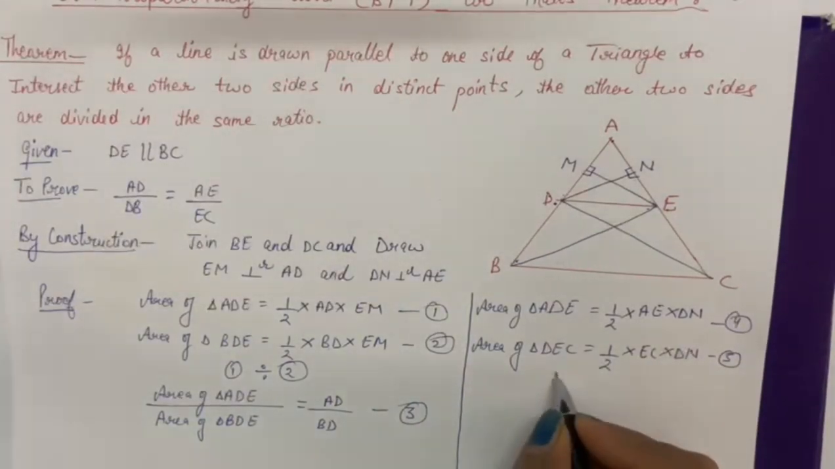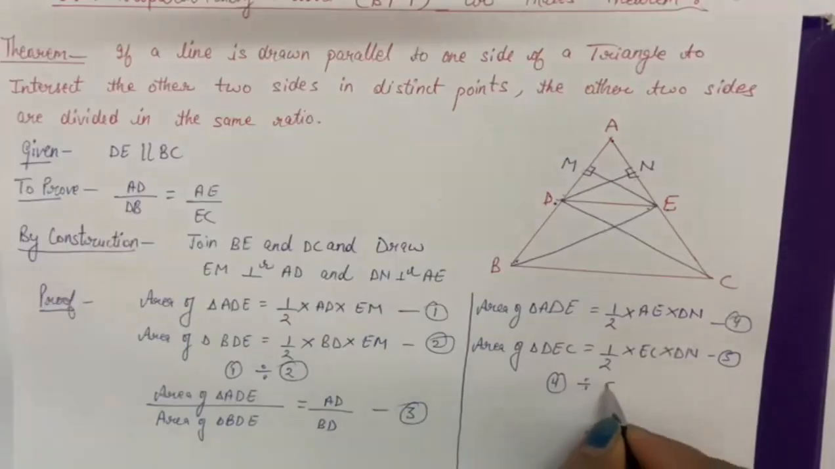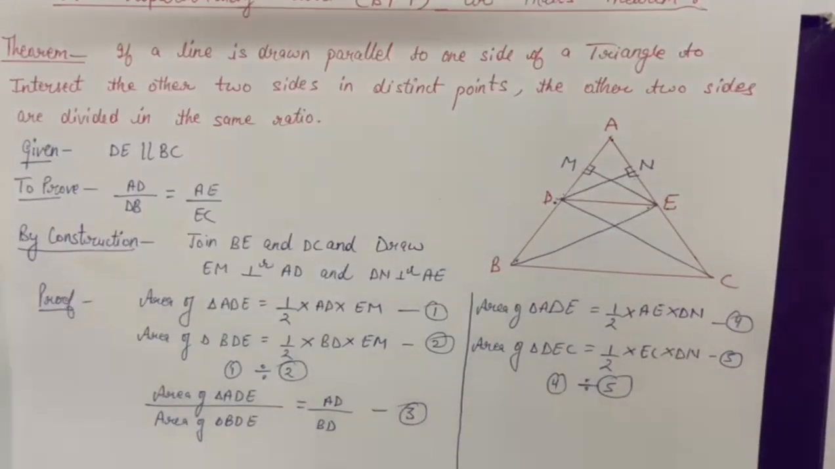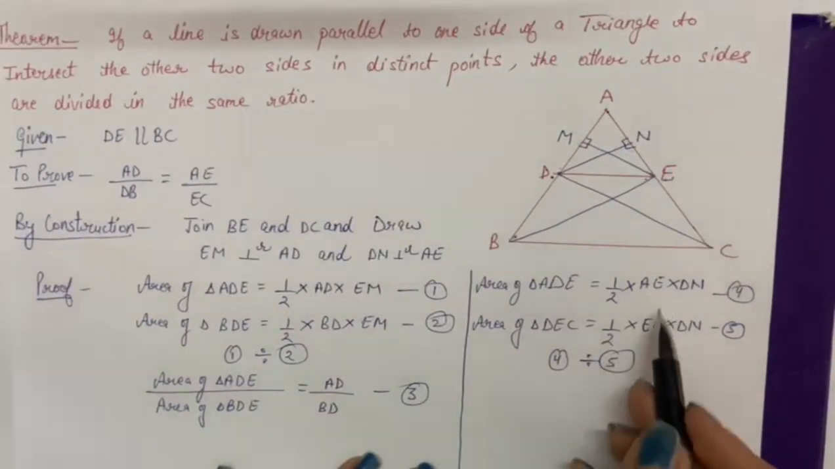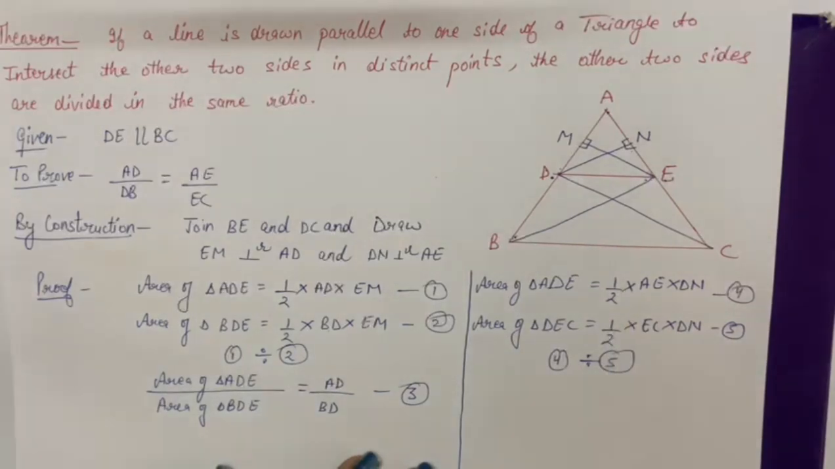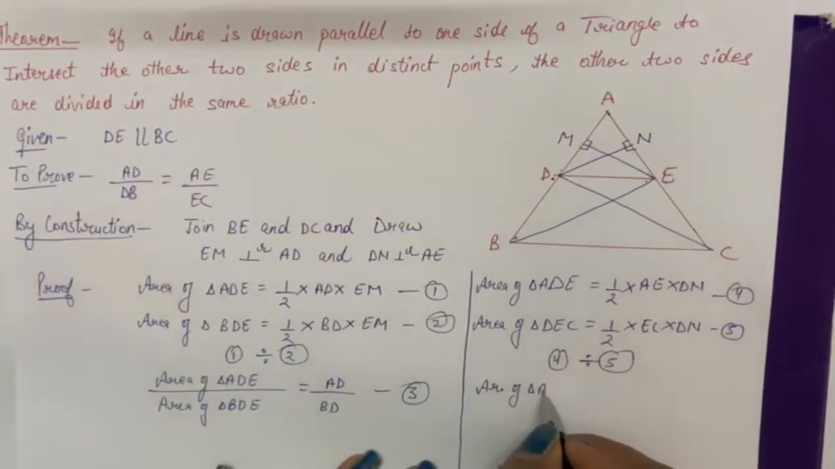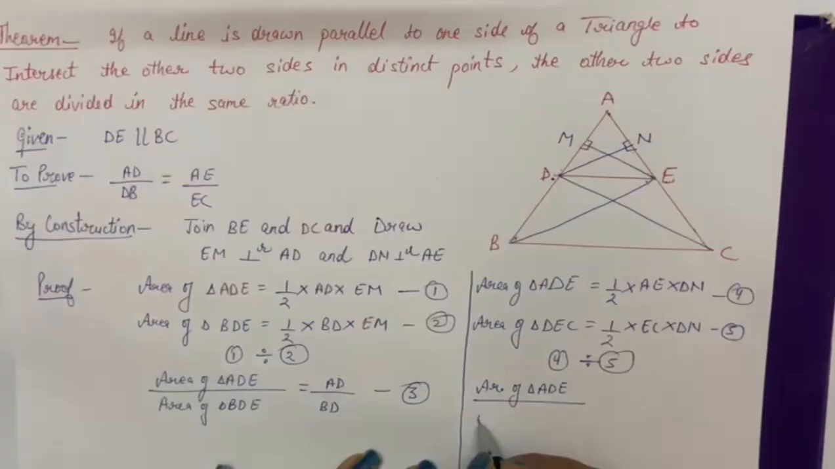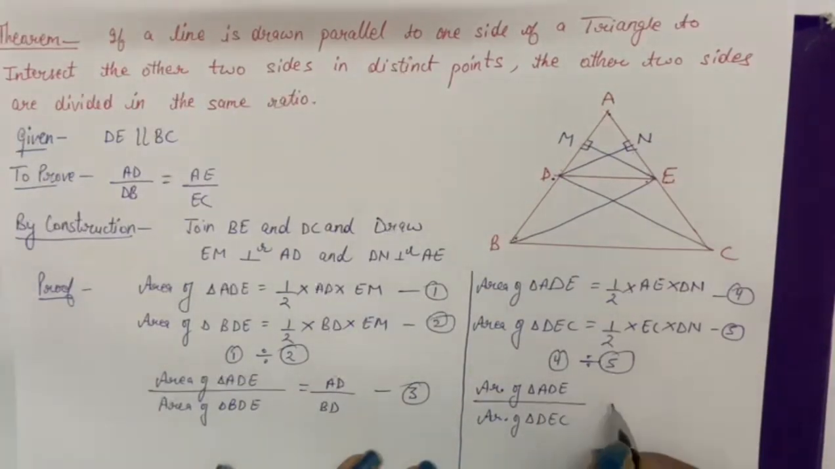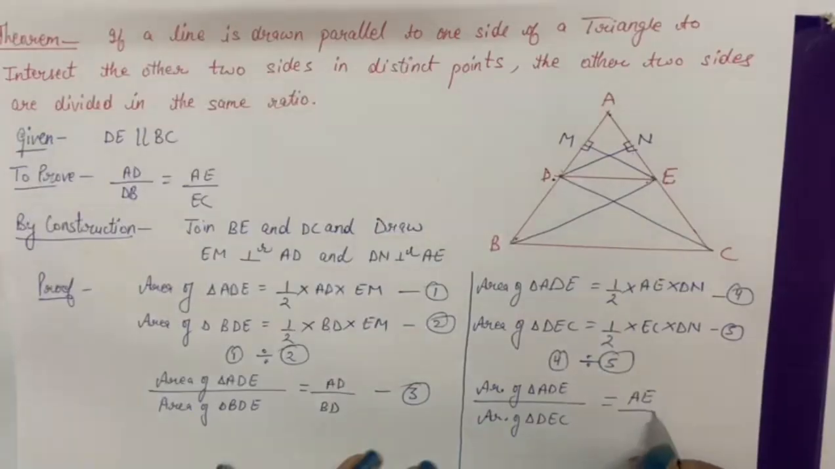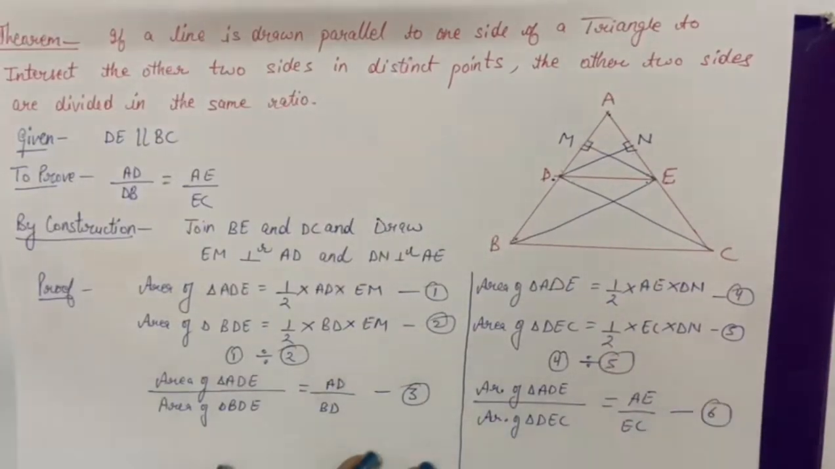So the same step, we will divide equation 4 and equation 5. Right? So after dividing both the equations, again half and half will cancel out. DN and DN will also cancel out. So what is left? AE by EC. So therefore area of triangle ADE upon area of triangle DEC is equal to AE by EC. And now this is your equation number 6.